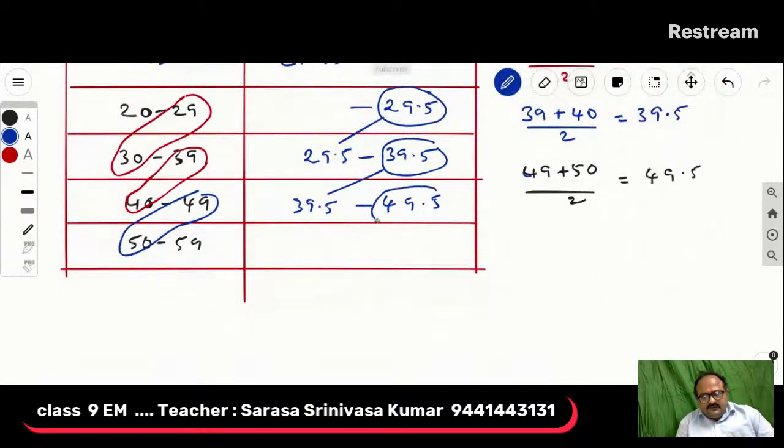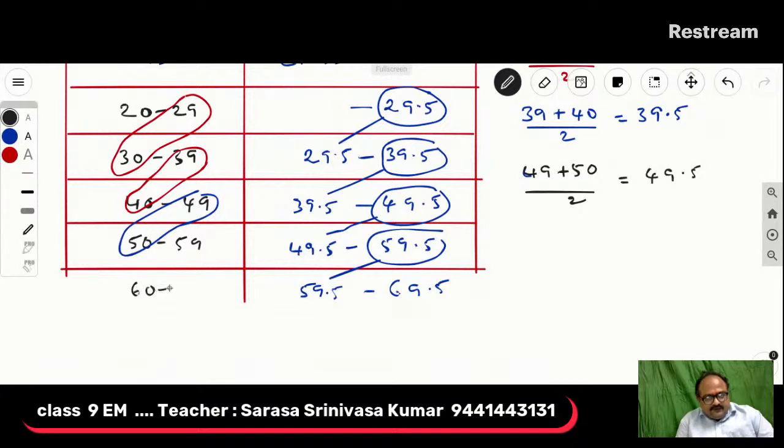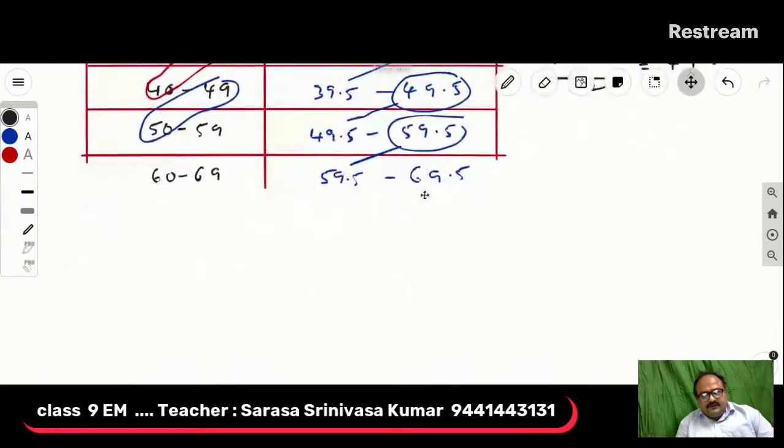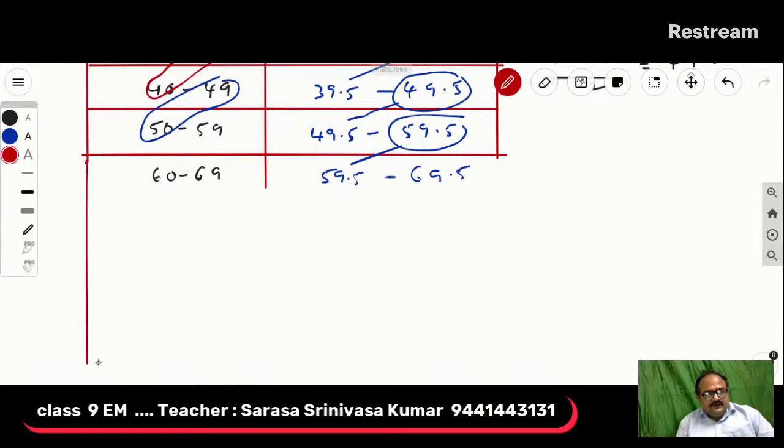Now this value is the same here: 49.5 to 59.5. So this value will be written here: 59.5 to 69.5. So here the next class interval is 60 to 69. So without much calculation, we can write it very easily.